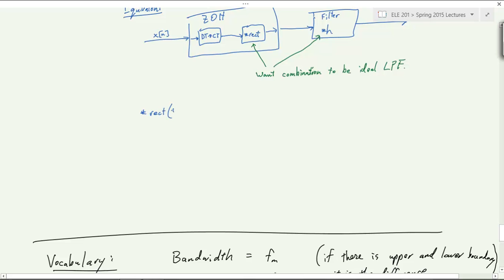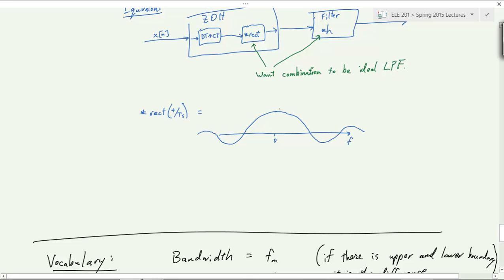It's actually rect of t over the sampling period. That's the particular rect that we would actually convolve with for the zero order hold. What is that doing? Well, in the frequency domain, rect is a sinc. Now this particular one, because of the time scaling, here, I'll draw a sinc. Actually, I want to redo that. I'm going to draw it really wide because it turns out it is wide with respect to what we care about.